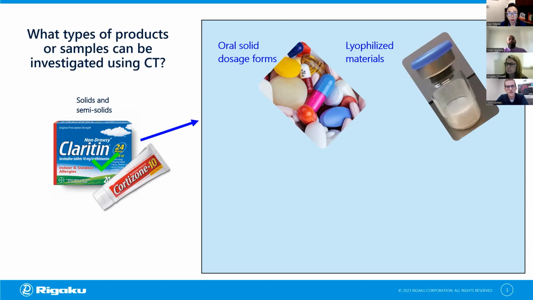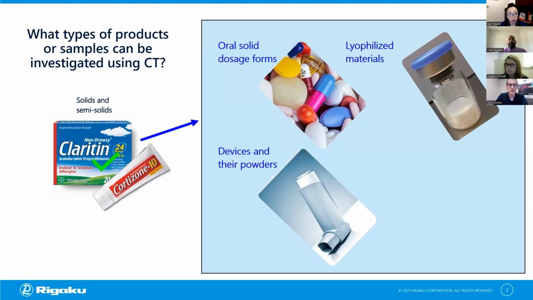We can also look at lyophilized materials. This is something that often comes up during vaccine development when we need to freeze dry the sample for safer storage and stability. And CT technologies, especially with local tomography, are uniquely built to analyze these through the glass vial without removing the cake, allowing us to truly preserve the structure and analyze it without damaging it or exposing the cake to humidity and moisture.